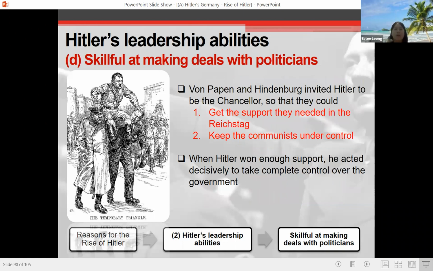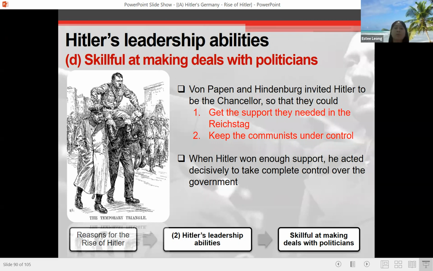So what happened here? Von Papen, this guy here on the left, and Hindenburg invited Hitler to be chancellor. Why? So that they could get the support they needed in the Reichstag. Because in the 1932 elections, the Nazi Party had won 33% of the vote. These are statistics that you can find in your textbook.